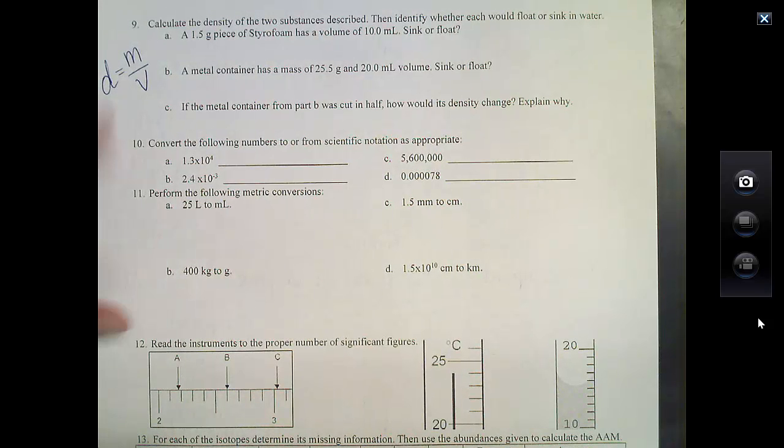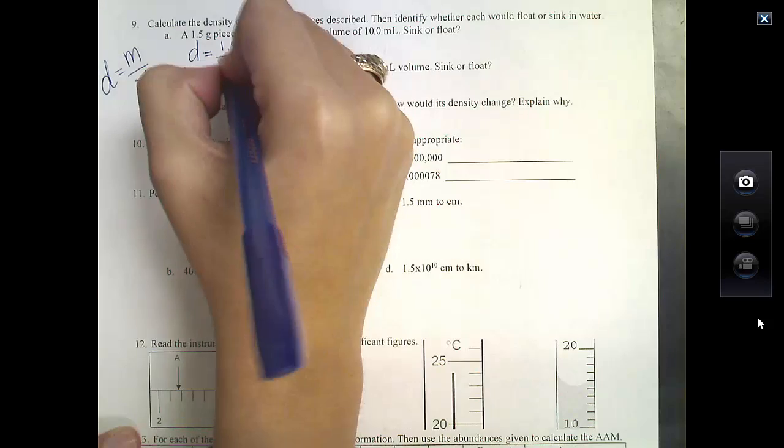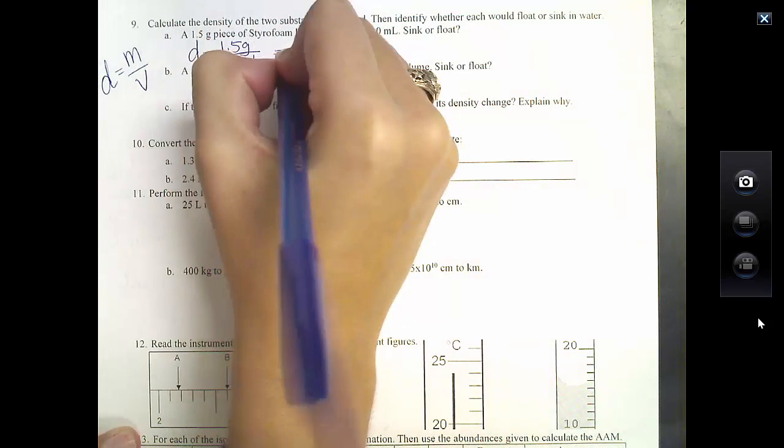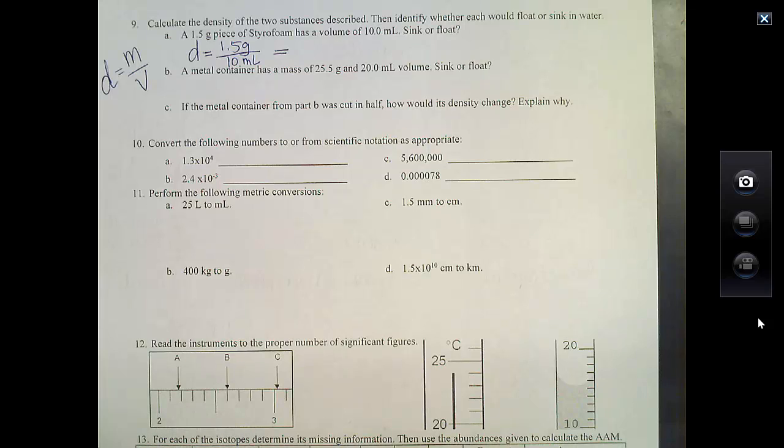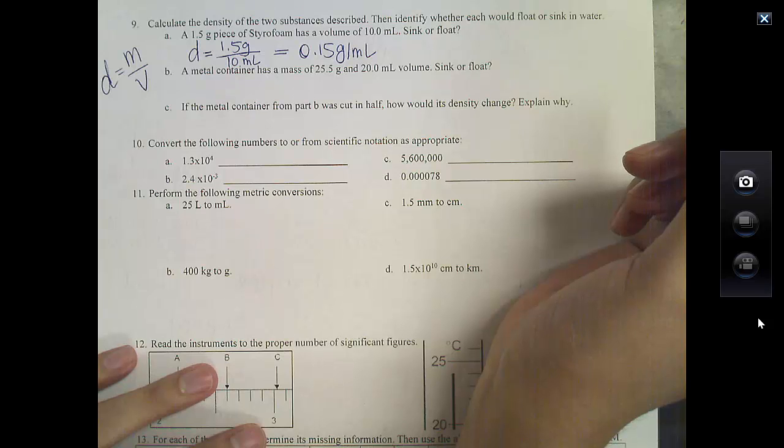So A, a 1.5 gram piece of styrofoam, has a volume of 10 milliliters. Will it sink or float? So density is mass. Mass is grams, so 1.5 grams divided by volume, which is 10 milliliters. 1.5 divided by 10 is 0.15 grams per milliliter. Remember, we can decide if it'll sink or float, whether the density is greater or less than 1. So if this is less than 1, it will float.